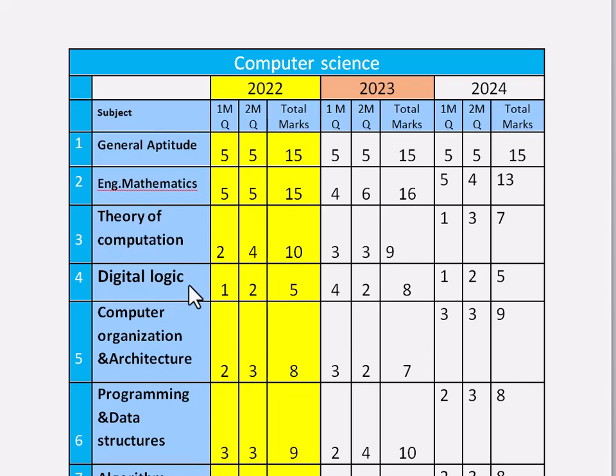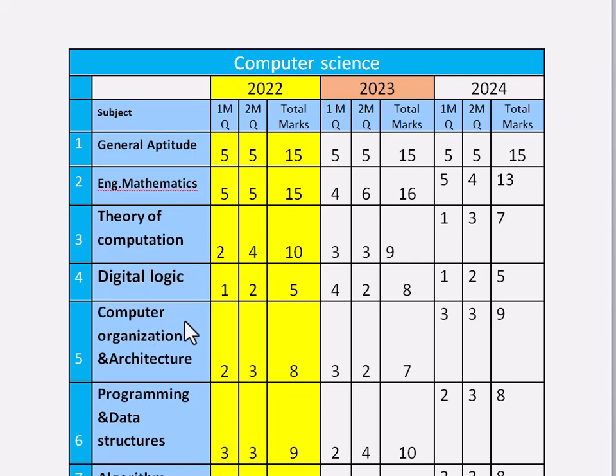For the digital logic circuit subject, in 2022 the 1 mark questions are 1 and 2 mark questions are 2 and total marks are 5. And in 2023, 1 mark questions are 4 and 2 mark questions are 2 and total marks were 8. And in 2024, 1 mark questions are 1 and 2 mark questions are 2 and total marks are 5.